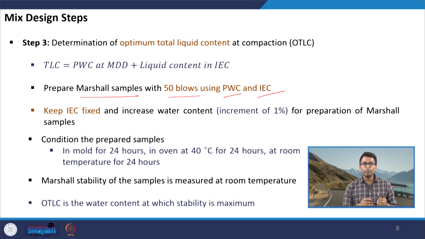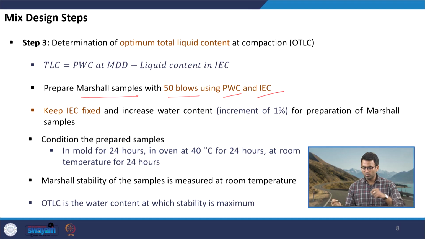So, in this step what I am doing, the initial emulsion content I will fix it and I will increase the water content, that is the pre-wetting water content, by increment of 1%, okay, for preparation of Marshall samples.